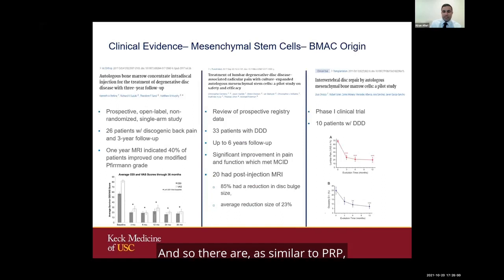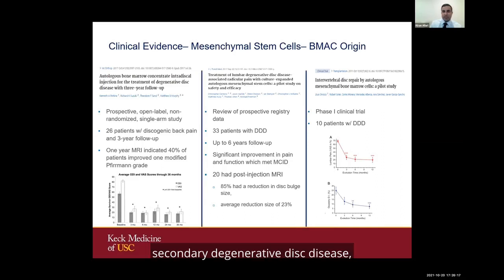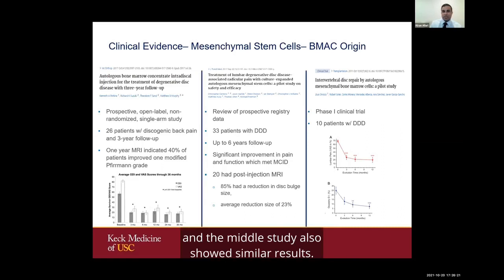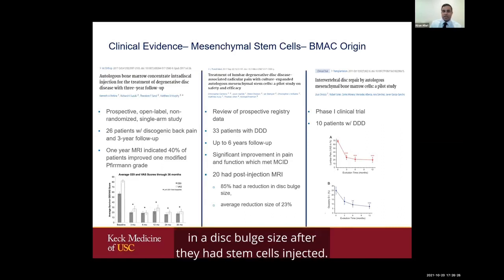And so, similar to PRP, there are two well-done prospective studies looking at the efficacy of mesenchymal stem cell implantation into patients with degenerative disc disease. And the study on the left showed improvement not only in MRI findings, but also overall function in patients with lower back pain secondary to degenerative disc disease. And the middle study also showed similar results. 85% of patients actually had a reduction in a disc bulge size after they had stem cells injected. And that study was actually 6 years follow-up.